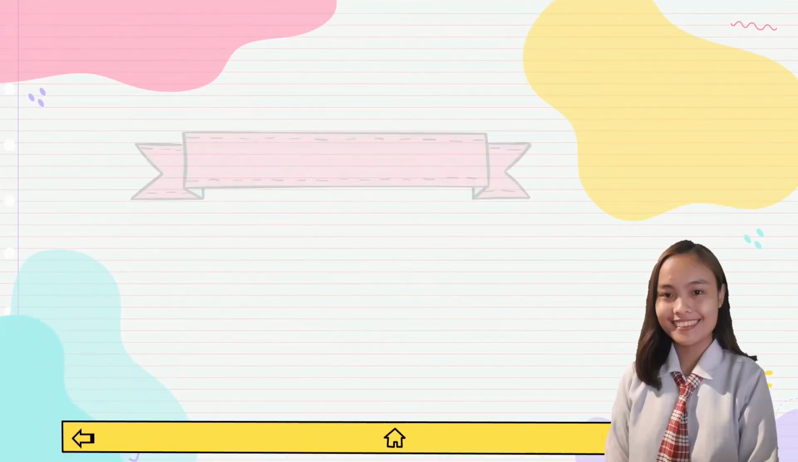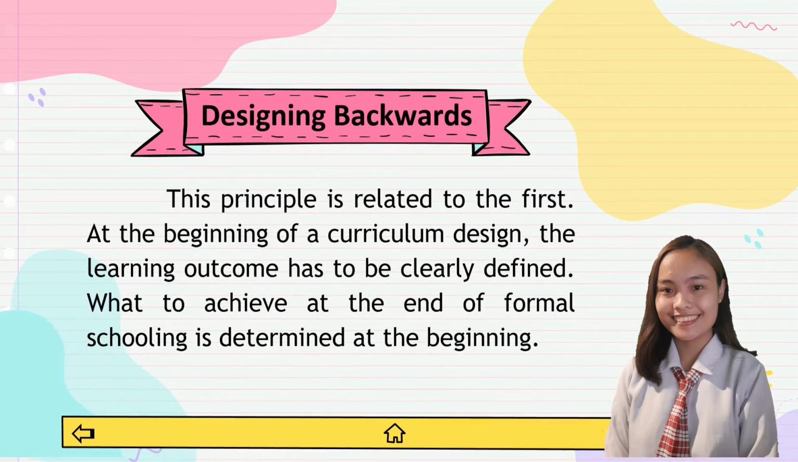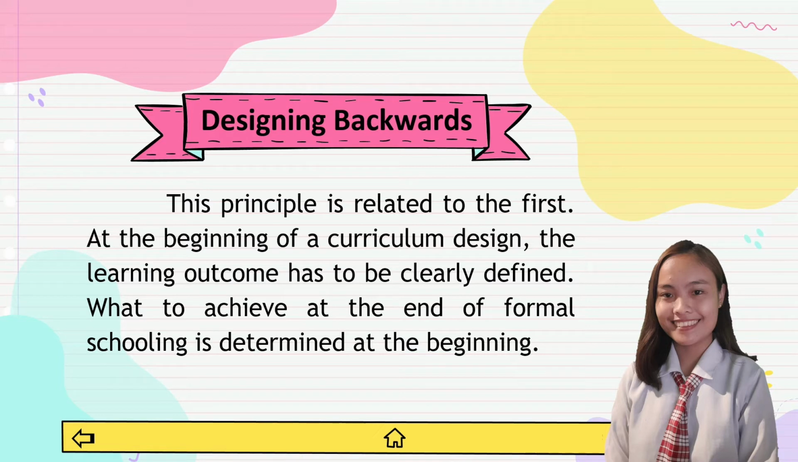Next, the second principle is designing backwards. This principle is related to the first. At the beginning of a curriculum design, the learning outcome has to be clearly defined. What to achieve at the end of formal schooling is determined at the beginning. It is inextricably linked to the first principle.